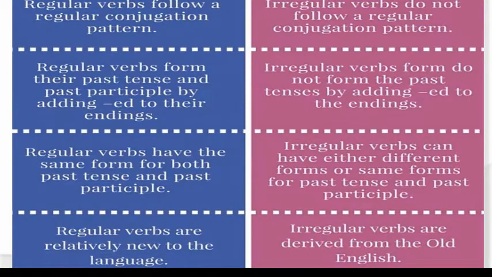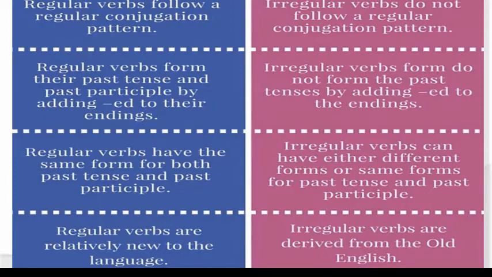You see, regular verbs follow a regular conjugation pattern, but irregular verbs do not follow a regular conjugation pattern, what we discussed before. Regular verbs form their past tense and past participle by adding ed to their endings. You saw that: developed, asked, conjugated. But irregular verbs do not form the past tense by adding ed to the endings. They conjugate in different ways, as we discussed before. Regular verbs have the same form for both past tense and past participle. Some irregular verbs also have the same form. Irregular verbs can have either different forms or the same forms for past tense and past participle, as you said before.